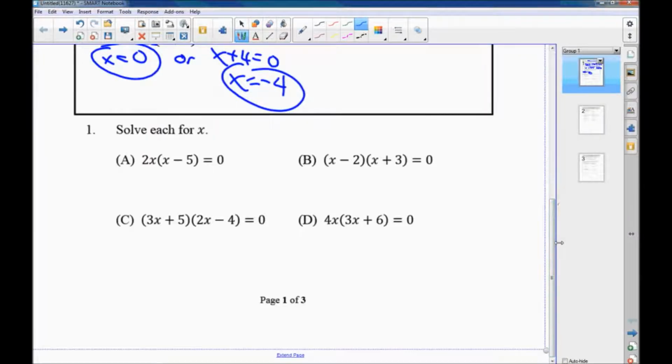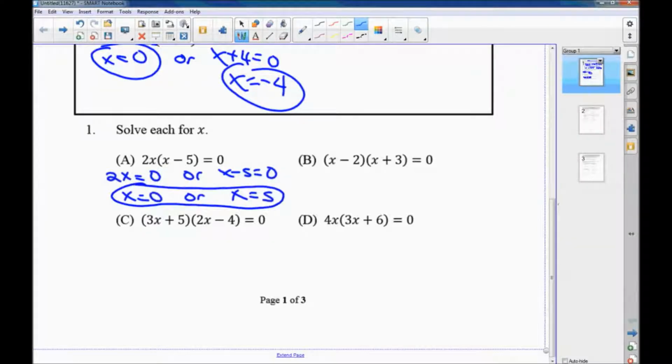Solve each for x. So we're just practicing what's up above. So we have two expressions that multiply to be 0. So that means one of those expressions, or both, should be 0. Okay, so over here, if we solve, we get 0. And on this side, we get 5. So here are my two answers of what they could be for x to make this equation be true.